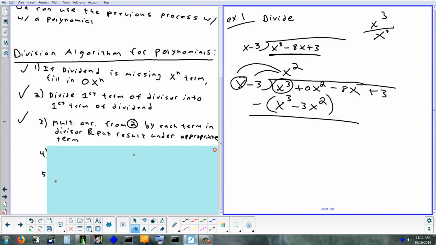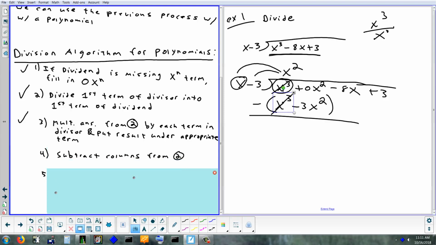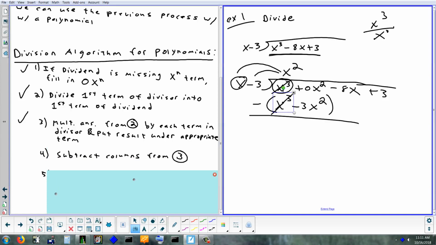So if you look at what happens, x cubed minus x cubed, what happens there? It cancels. That should happen every time. If it doesn't, something's wrong with what you did in step 2. So now we're subtracting our columns. Okay, I subtracted the first column. Don't forget the second one. 0x squared minus 3x squared. What's 0x squared minus -3x squared? 3x squared. Yep.